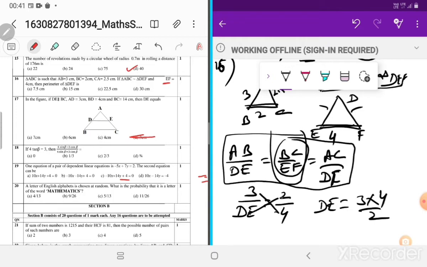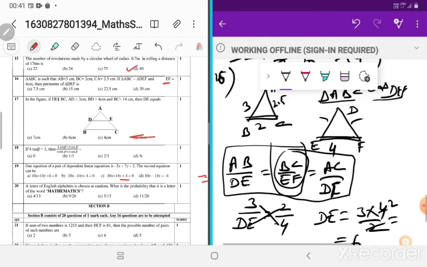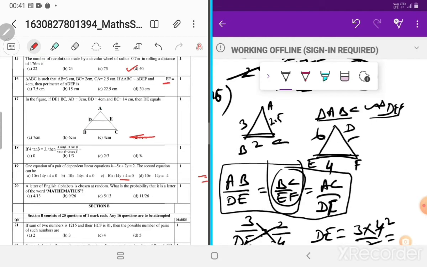This 4 and cross multiply, we can say that. Then DE will go up and 2 come down. 3 into 4. So 2 2s are 4, and 3 2s are 6. So we'll get 6 here. Okay. So DE is what? 6. So bacha kaun sa?